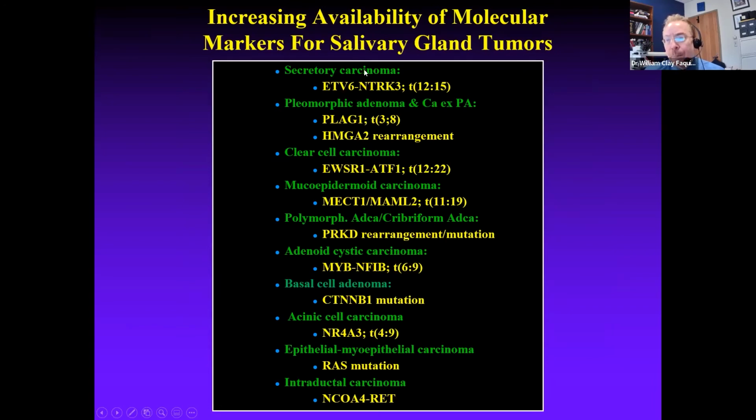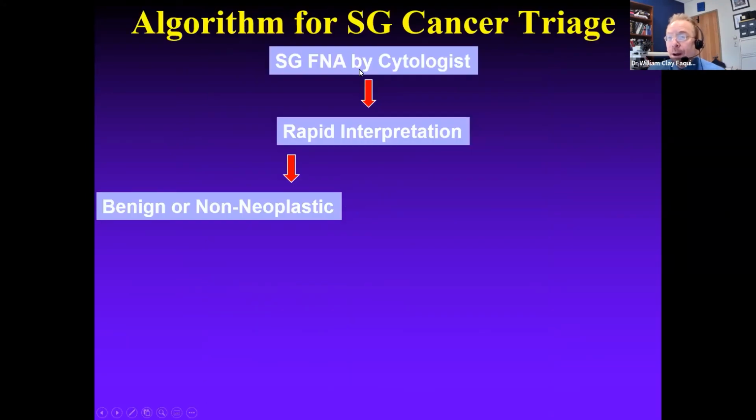This is not even a complete list, but these are some of the molecular changes, either mutations or gene rearrangements, that are now known to be characteristic of various salivary gland tumors, both benign and malignant. And I'm going to take you through a few of these in examples. So let me just quickly go through this algorithm.